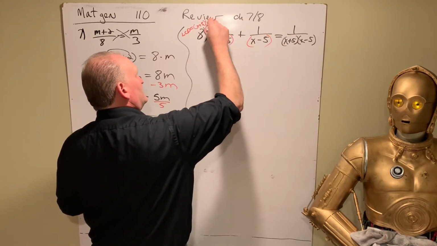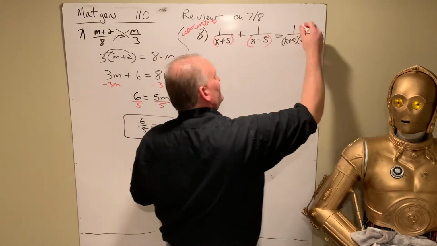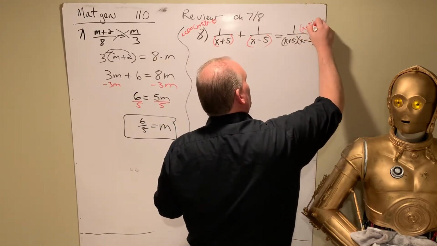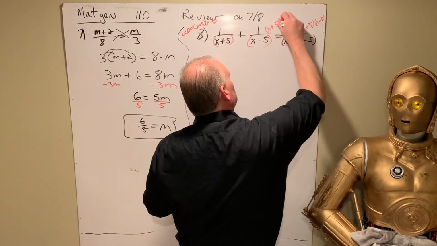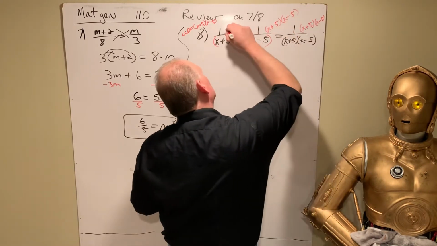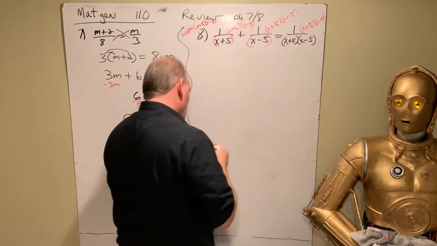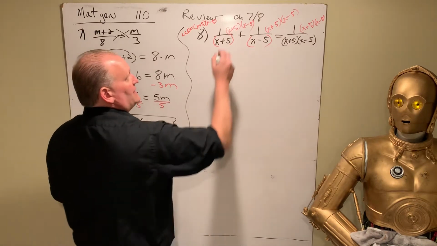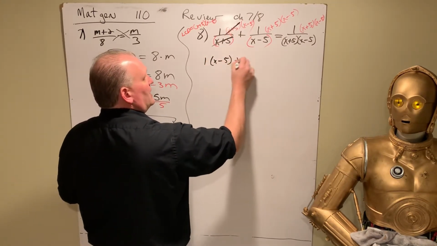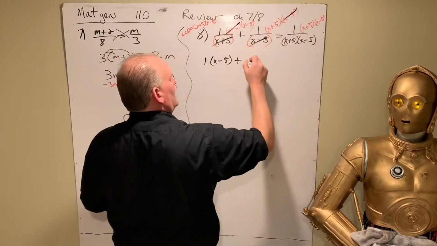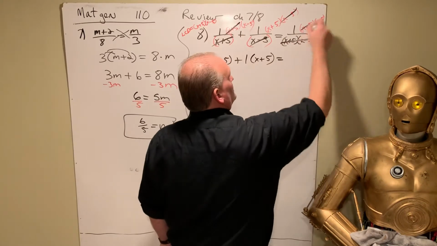I know that's a little abstract. Now what you're going to do is multiply the top of everything by (x + 5)(x - 5). And check out what happens. So look, the x + 5's cancel. So you have 1 times (x - 5) plus, (x - 5)'s cancel, so you got 1 times (x + 5) equals 1.